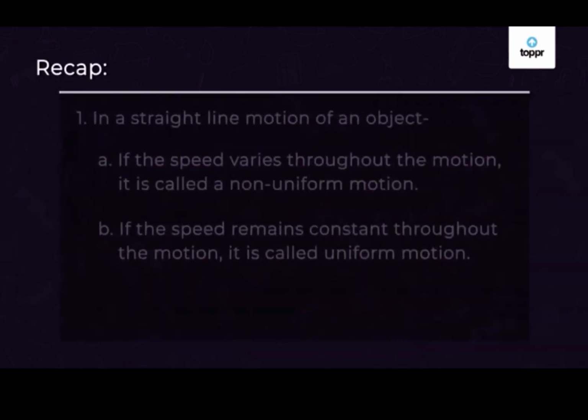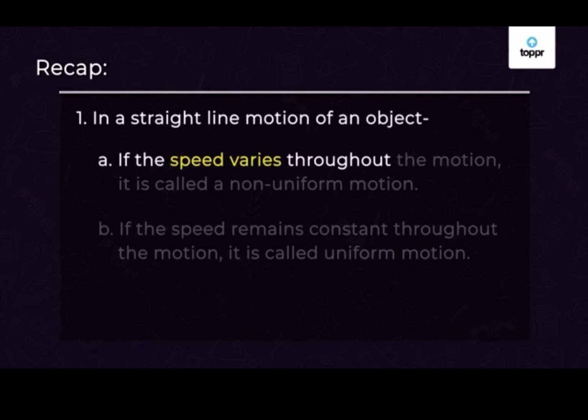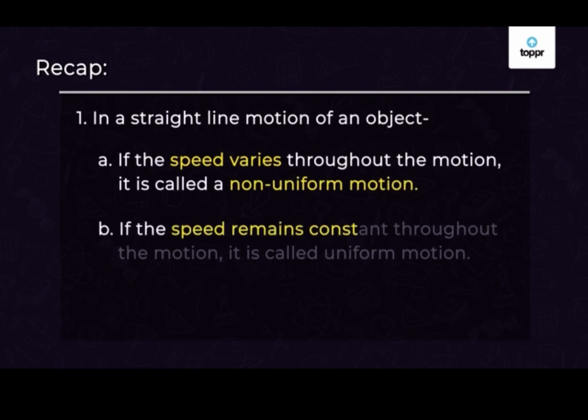That's all about this session. It's time for a quick recap. We learned that in a straight line motion, if the speed of an object varies throughout the motion, it is called a non-uniform motion. And if the speed remains constant throughout the motion, it is called uniform motion.